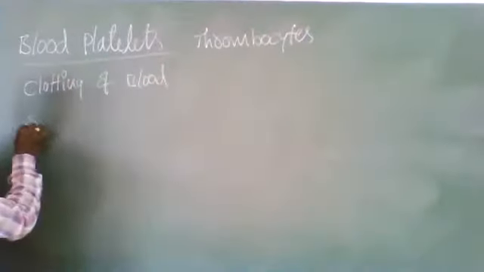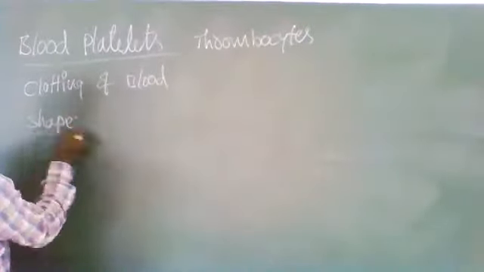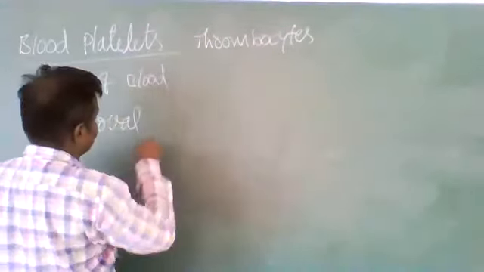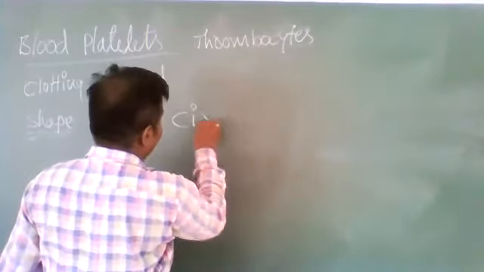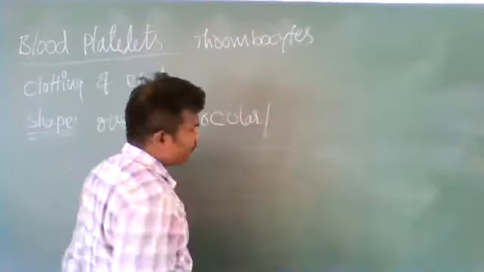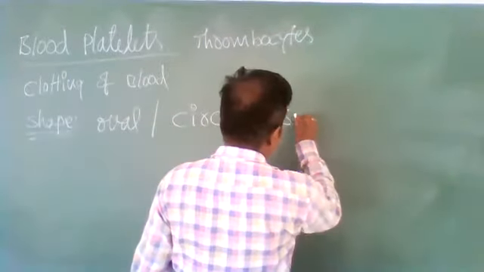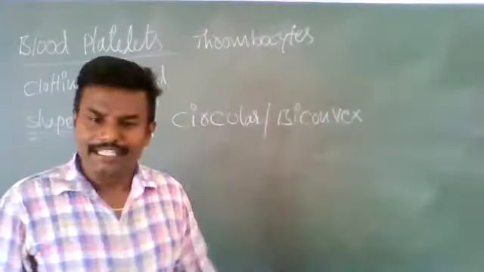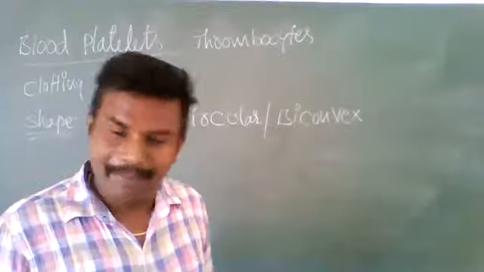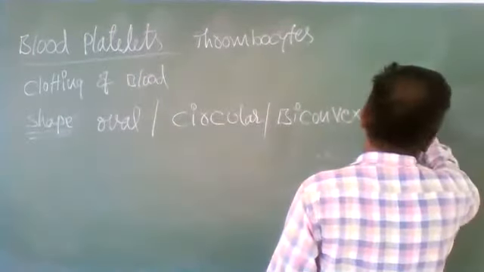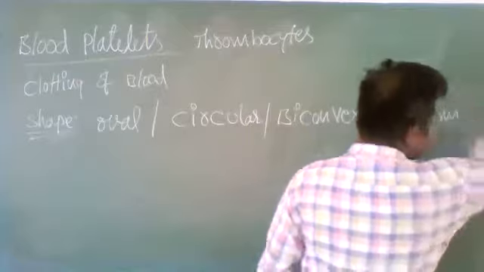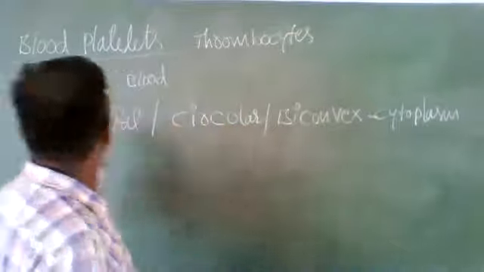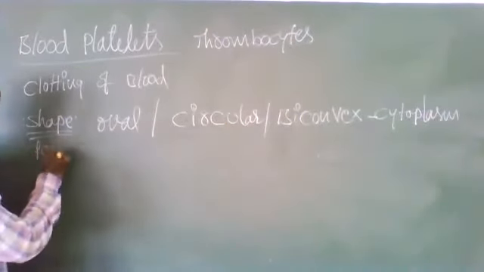So, the blood platelets' shape. Generally, these are oval or circular, or biconvex in shape. They don't have a well-developed nucleus, but they contain cytoplasm. That is the shape. Next, functions.